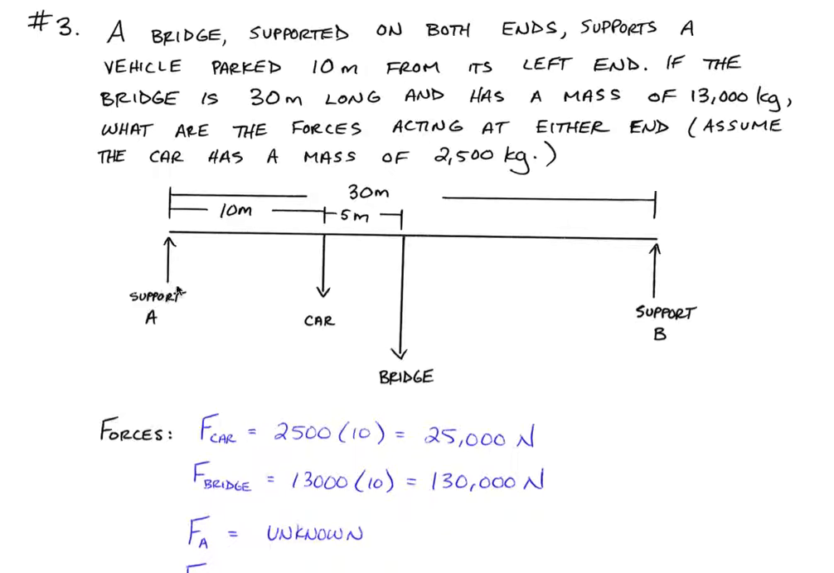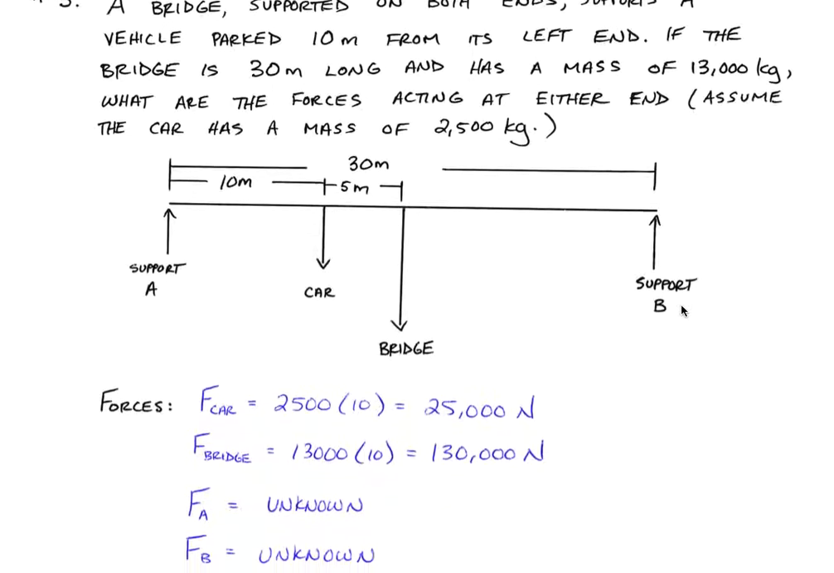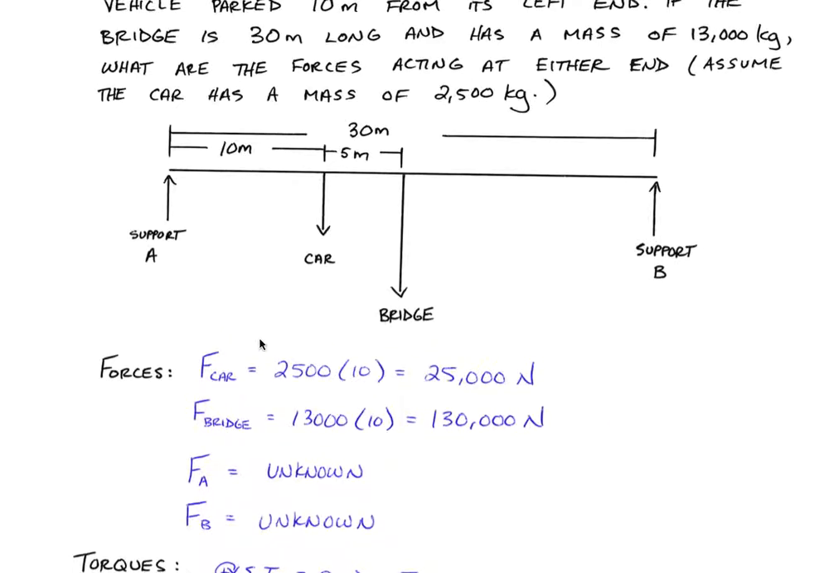So these supports are just whatever is holding this bridge up at either end. So what I've done is I've gone through and I've calculated my forces. We know the force on the car is 25,000 newtons, and the force on the bridge is 130,000 newtons. The force at support A and the force at support B are unknown at this point. We don't know what they are. We don't have enough information to record that just yet.